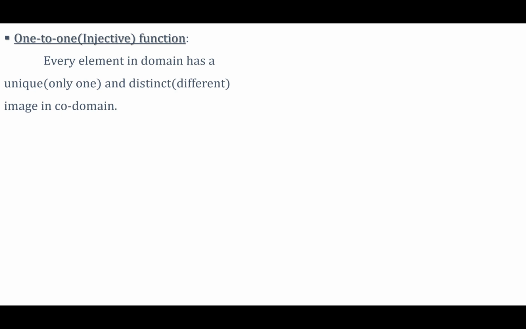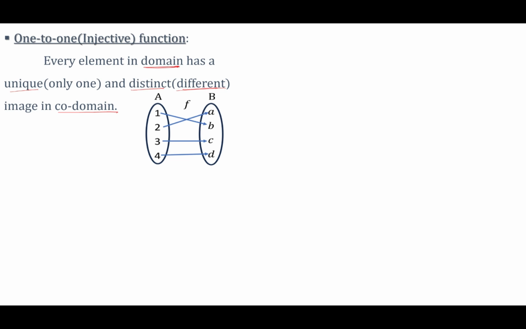Every element in the domain, the first set, has a unique and distinct image in the codomain. Unique means only one, distinct means different. Every element of set A has a unique and different image in the codomain. See an example. 1 has image B. The image of 2 is A. 3 is C. 4 is D. No one has two images, and no two elements share one image. That is called a 1-1 function.